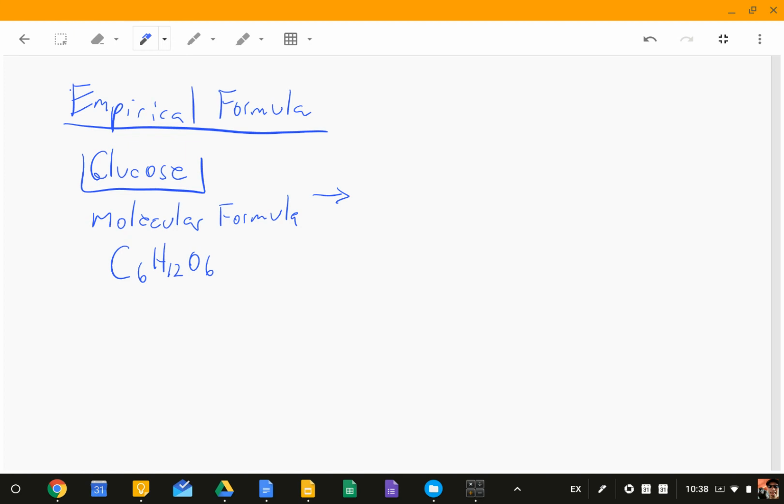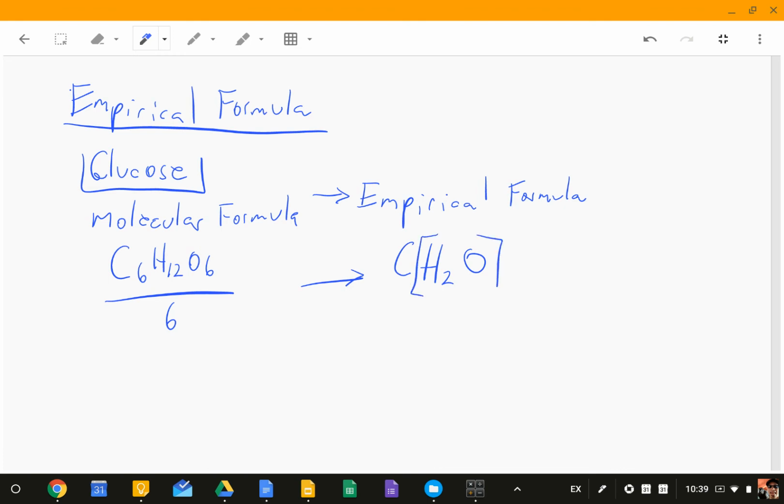You could divide all of those numbers by 6. So now you'll get the most basic ratio of elements, which is called the empirical formula. If you divide all of these by 6, you get C, H, so 12 divided by 6 is 2, and 6 divided by 6 is 1. So now the basic formula for glucose, the empirical formula, is CH2O.